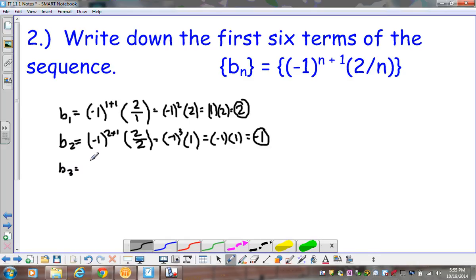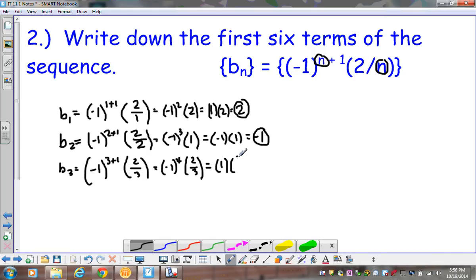Let's find my third term real quick, and then we'll be done with this one. We won't go any further. We're supposed to find the first 6, but that's okay. For the third term, everywhere I see an n value, I'm going to plug in a 3. So I have negative 1 raised to the 3 plus 1, all times 2 thirds. 3 plus 1 gives me 4. So this is negative 1 to the 4th power times 2 over 3. Negative 1 to the 4th: anytime you take a negative value and raise it to an even power, it becomes positive. So this becomes positive 1 times 2 thirds, which is just 2 thirds. Then dot, dot, dot. We can keep going and find the 4th term, the 5th term, the 6th term, and so on. That's how we find our specific terms.